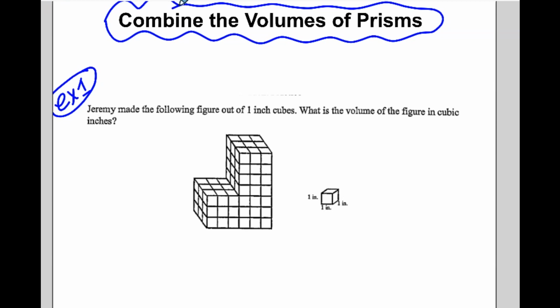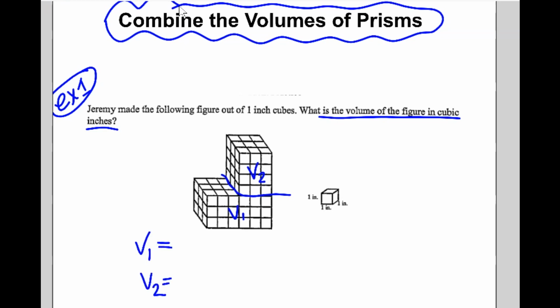Jeremy made the following figure out of 1-inch cubes. What is the volume of the figure in cubic inches? So what I'm going to do is look at this picture and try to see where I can slice it so that I can get the volume normally. Because looking at this, it looks like there's two rectangles on top of each other, right? So now let's start trying to slice it up. I usually do it like this, and this is going to be volume 1, volume 2.